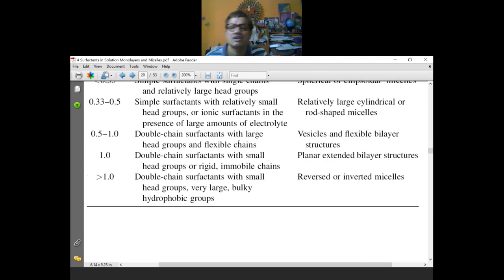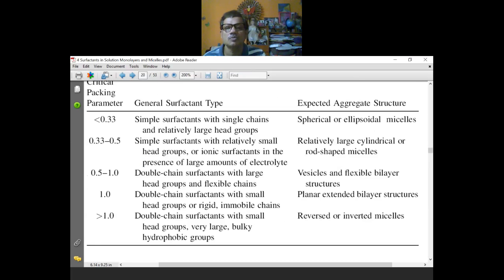We have discussed in detail, based on the shape of the molecule, if the cross-sectional area of the head group is substantially higher than the hydrocarbon moiety, then it takes the shape of a cone, where the head group area is higher than the hydrocarbon cross-sectional area. Then if the critical packing parameter is less than 0.33, they will form spherical or ellipsoidal micelles, and generally they are simple surfactants with a relatively large head group.